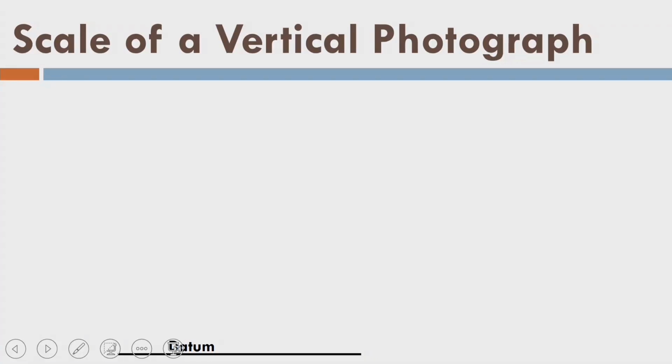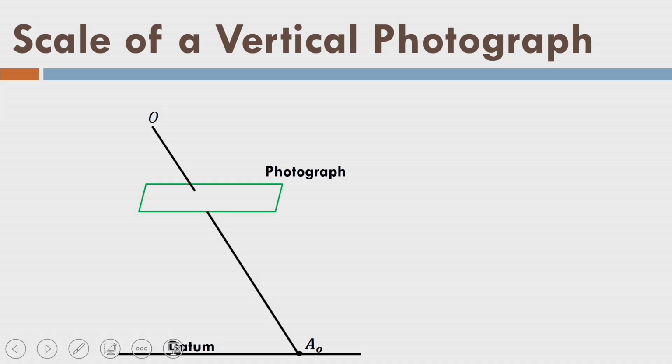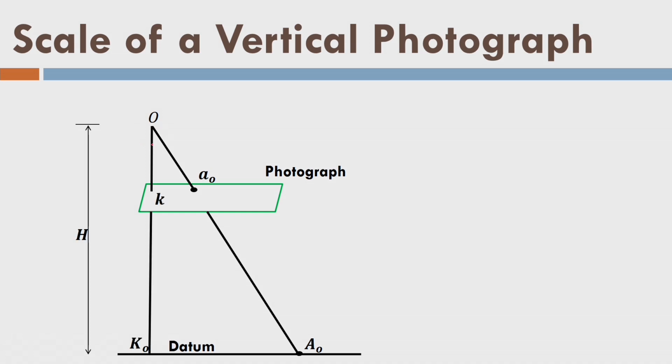Let us see, there is a datum. We have a point A0, we have optical center O here, and this is the positive image, and small a0 is the image of point capital A0 in photograph. Let us say this is optical axis here, and that is also matching with the gravity line or the plumb line passing through the exposure center O.